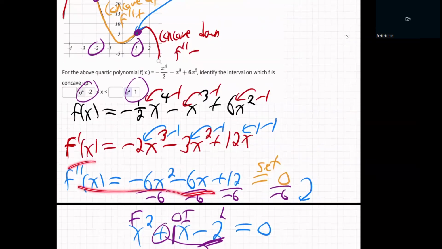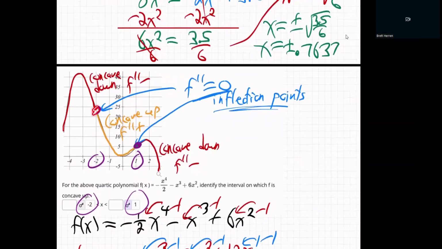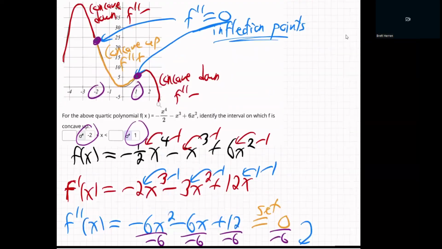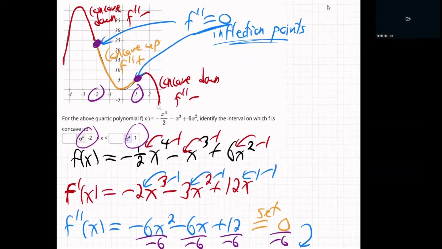So I took the first derivative, then the second derivative, set it equal to 0 and solved. I found the two places where the second derivative is 0. That's where we have inflection points, where it changes from concave down to concave up and then back to concave down. So that tells me the section that is concave up. So that is how we do that. Find those inflection points.